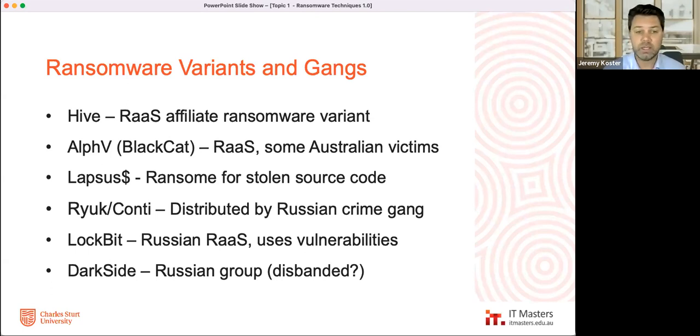Ryuk and Conti now, distributed by Russian crime gang. Lockbit, another ransomware as a service. It uses vulnerabilities to break in. And then Darkside, this Russian group, possibly disbanded because they attacked the Colonial Pipeline and got a lot of backlash for that. But this gives you an understanding that there are these groups proliferating and growing, and this issue is not going away, and something has to be done, not only at government level, but individual, corporate and organization level to protect ourselves from these attacks.